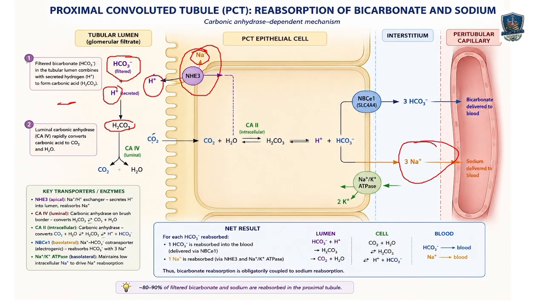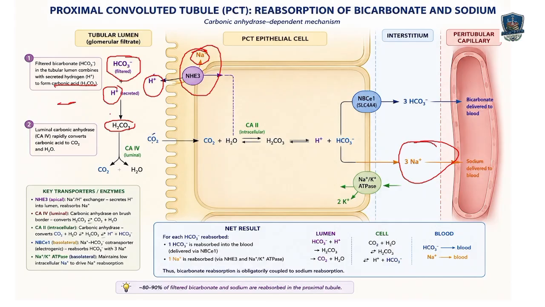As you can see, my first point here: filtered bicarbonate in the tubular lumen combines with a secreted hydrogen ion to form carbonic acid. I believe we are together. So that's the first process. The hydrogen that has been released combines with the bicarbonate in the filtrate to form carbonic acid. That's our first step. Now, let's move to the second step.